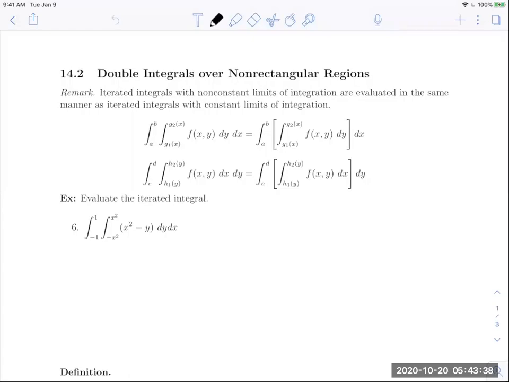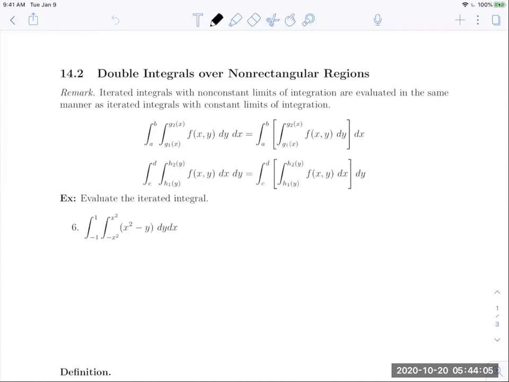In section 14.1, we introduce multiple integrals over rectangular regions. That is where our two sets of limits of integration were constants. In 14.2, we're going to introduce double integrals over non-rectangular regions, which means we're going to begin introducing non-constant limits of integration. In this first remark here, we say that it's okay to have non-constant limits of integration.